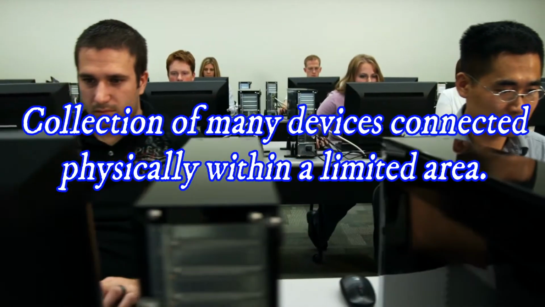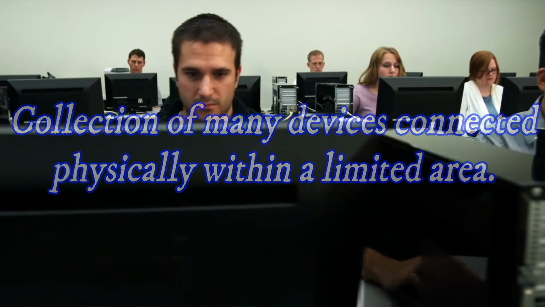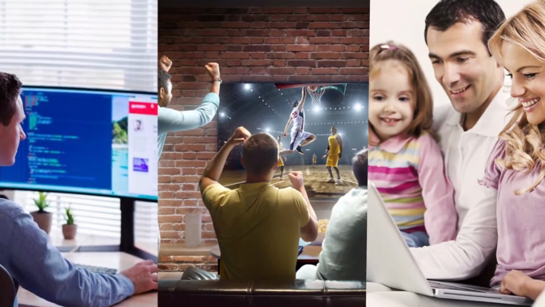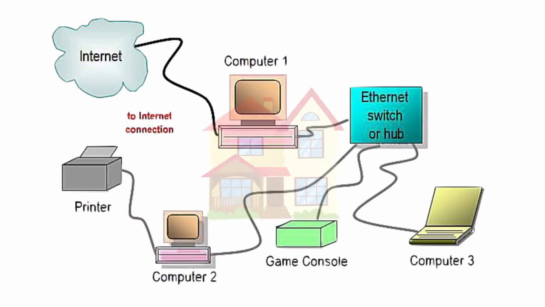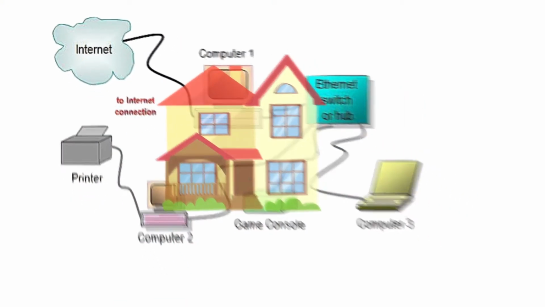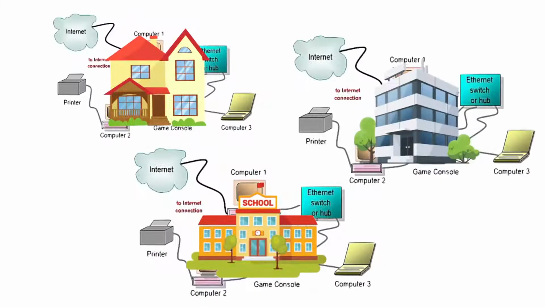Its first commercial debut was in the 1970s by Bob Metcalfe, and it is a collection of many devices connected together physically within a limited area. These can range from small residential networks to large enterprises like an office or school. The one I'm standing behind is only a residential LAN, but all LAN networks have a similar basis. Let's dive in. A LAN is a type of network, so how is it connected?